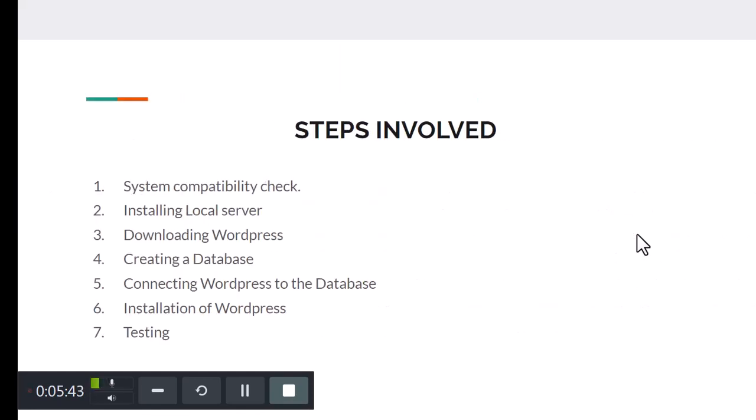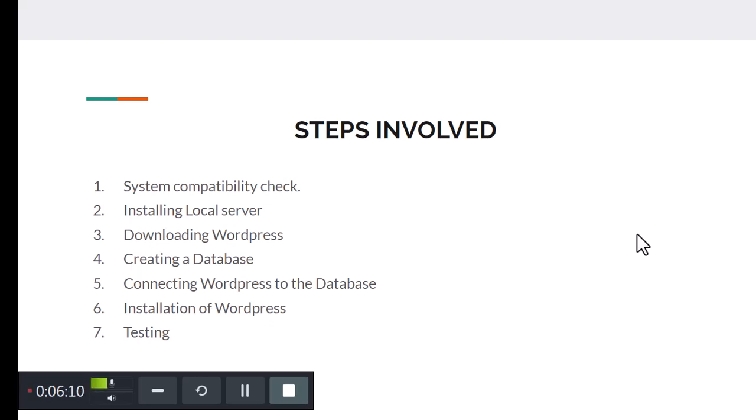So we have like 7 steps to install our server. But before we get into installation of our servers, I want to let you know that we have different types of local servers, but the one we are using for this video is XAMPP. So the first step is to check our system compatibility.